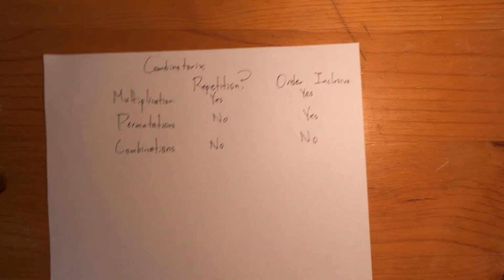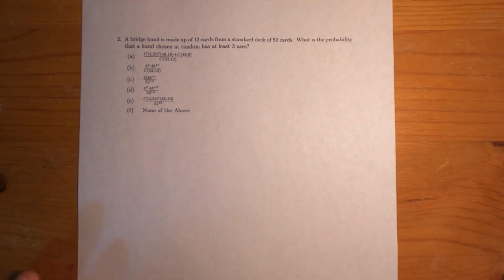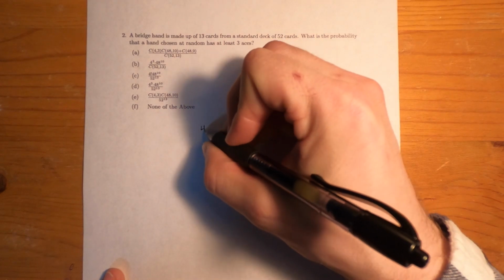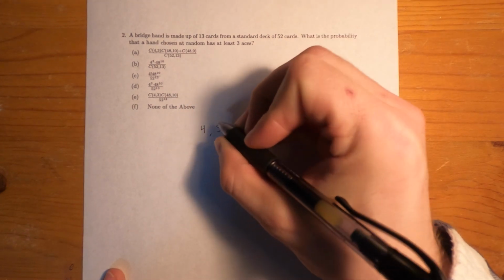Okay, for a problem involving combinatorics, we're going to look at this one. It says a bridge hand is made up of 13 cards from a standard deck of 52. What is the probability that a hand chosen at random has at least 3 aces? Okay, so there are 4 aces in a deck. We would choose 3 of them.